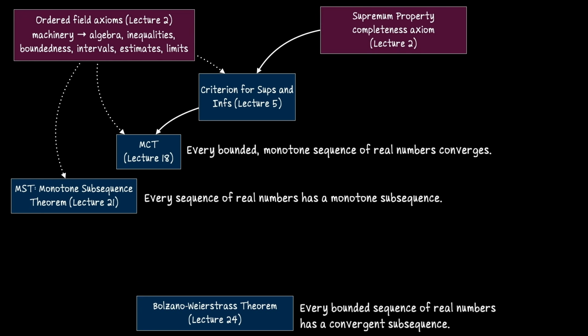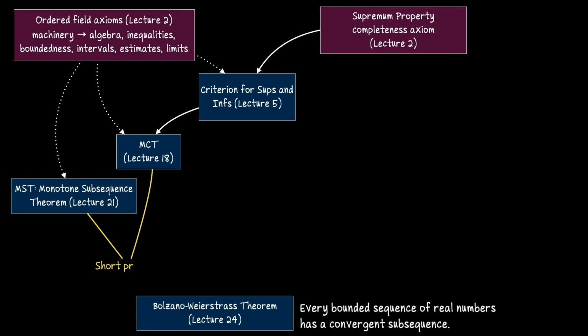If you revisit how we proved the MST, we had that proof where we created a family of peaks, and all that really needed us to be able to do was write down inequalities. Then with the MCT and the MST, we gave our first proof of Bolzano-Weierstrass. It was a very short proof with just a couple of sentences, so I will call that short proof number 1. So here's one possible route to Bolzano-Weierstrass.